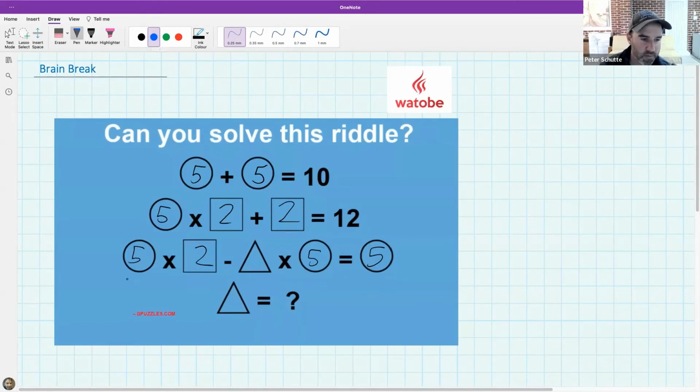And the only thing we have to remember is that the multiplication gets done before the subtraction, because that's BODMAS. So it looks to me 5 times 2 is 10. Something times 5. I think, guys, the triangle is staring you in the face. Who knows what the triangle is going to have to be?